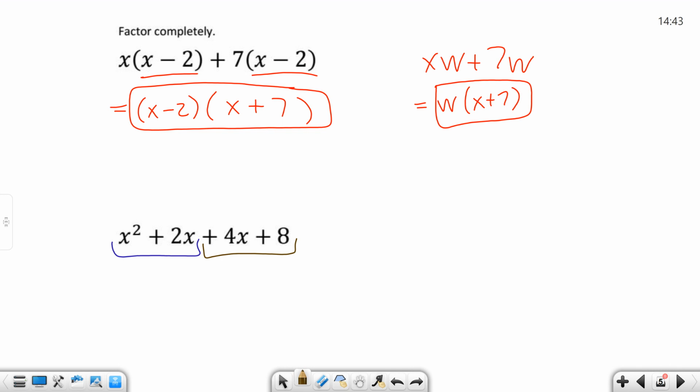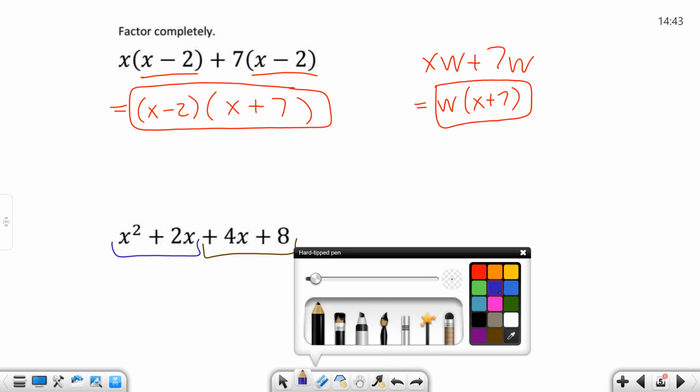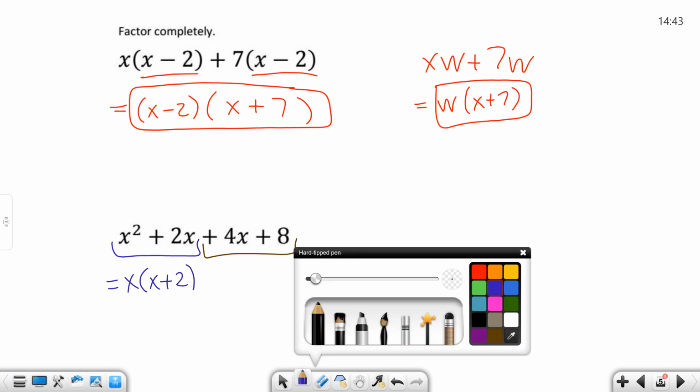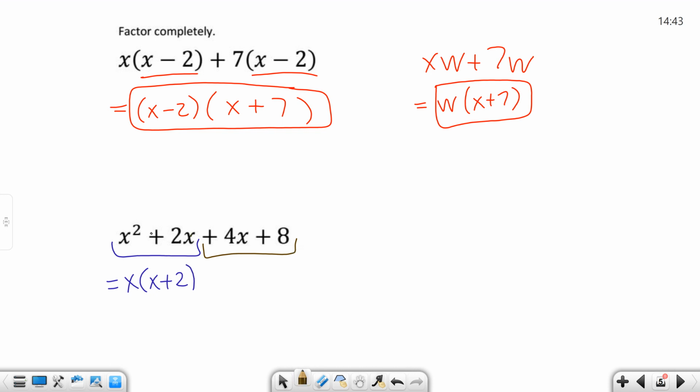You may have to rearrange your terms and group the first term with the third term or the first term with the fourth term. Okay, so don't just assume that it always works with first and second. So here, x squared plus 2x, what do they have in common? Well, this is a GCF of just the blue stuff. x and then x plus 2. And then we forget about those 2 terms and we go to these 2 terms over here.